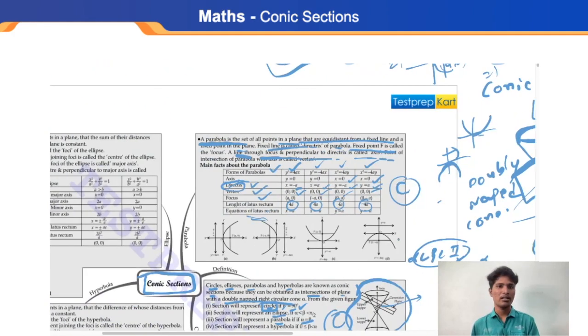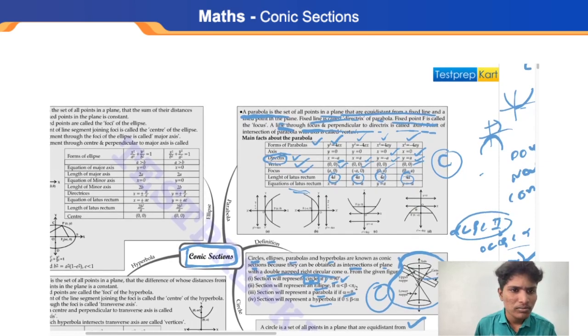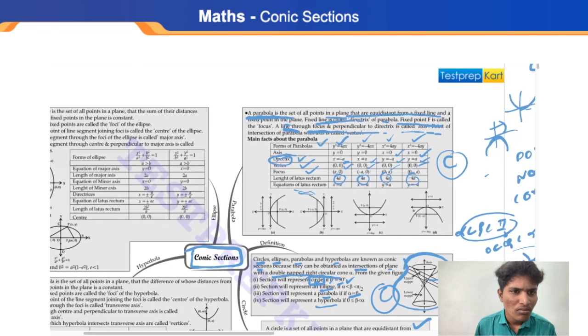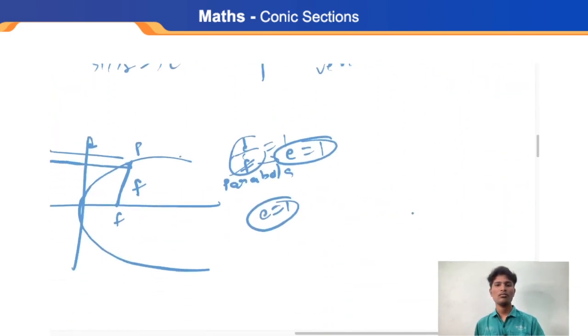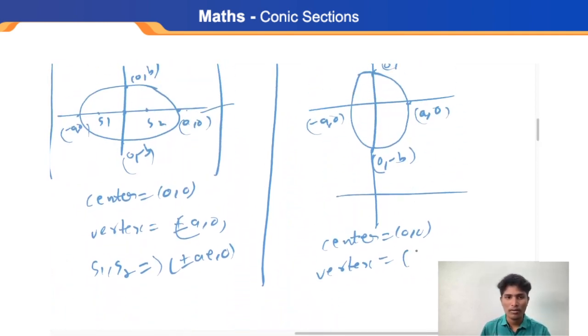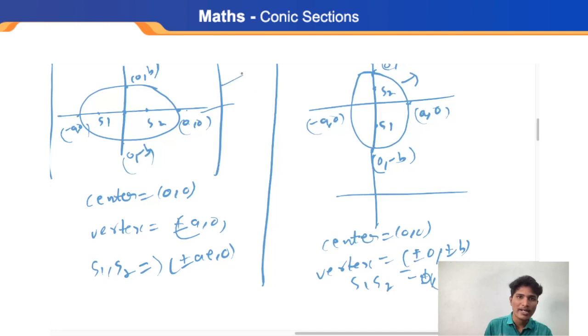Vertex is equal to, one second, I will verify. Yes, correct only. Here I think the vertex is equal to 0 comma plus or minus b. Yes, and what is the equations here for s1 and s2? This s1 and s2 will be 0 comma plus or minus be. And what are the directrix equation in the case of first ellipse? In the case of first ellipse, the directrix equation is x is equal to plus or minus a by e.